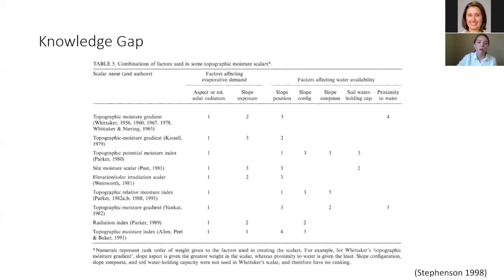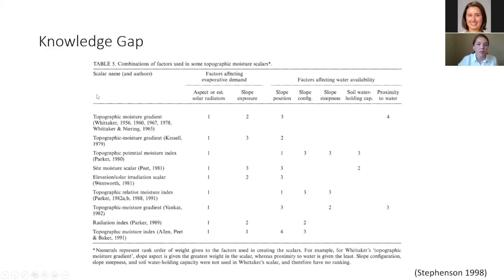But next, I want to point out a knowledge gap that we looked at. This GIS toolset doesn't take into account topographic position in how it calculates available water. And I think a good way to show the importance of this is to show a table from Stevenson 1998. So there's a lot of information, but I'll walk through it.